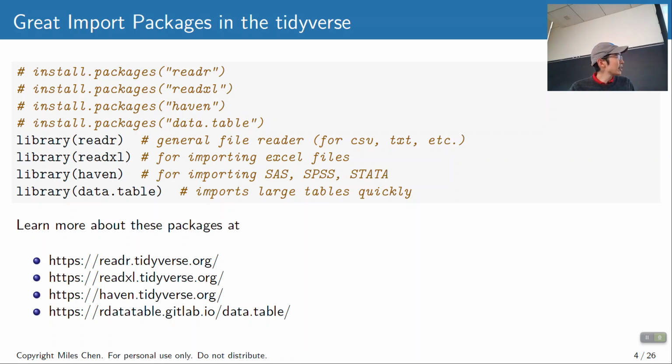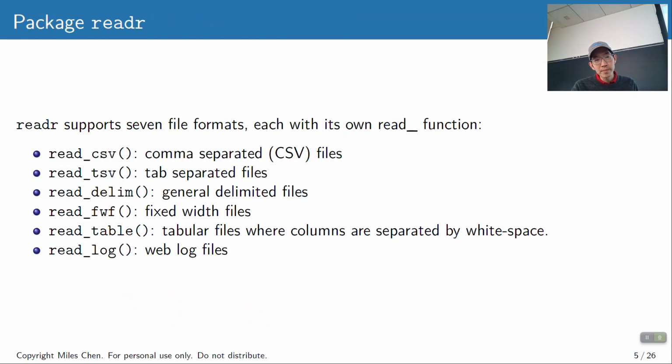And then another package, library data.table, can be used to import large tables quickly. With package readr, the main workhorse there is read_csv. This works very similar to read.csv, except you replace the dot with an underscore, and now it's package readr's read_csv file. And this is going to give you faster performance than read.csv. It also uses the tidyverse, so it exports things as tibbles, and there are some nice features there, and we'll talk about that in the future.